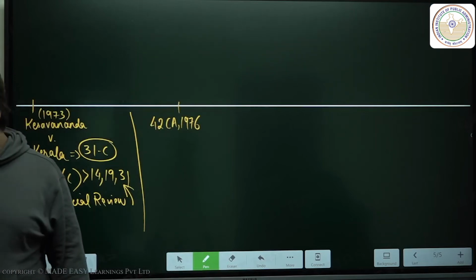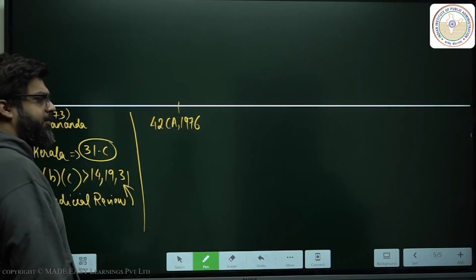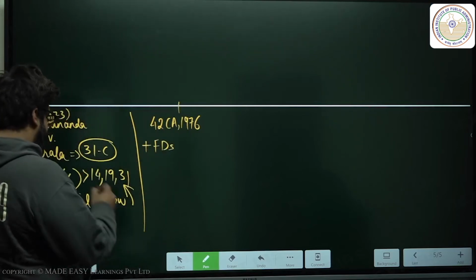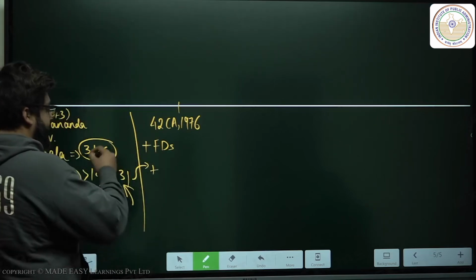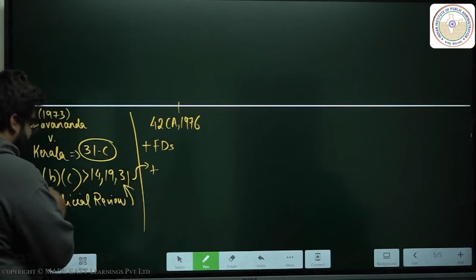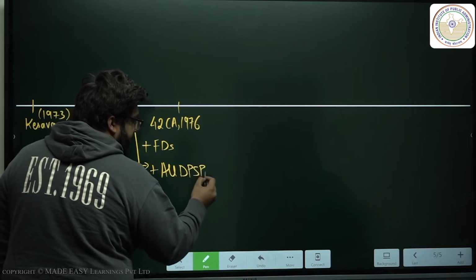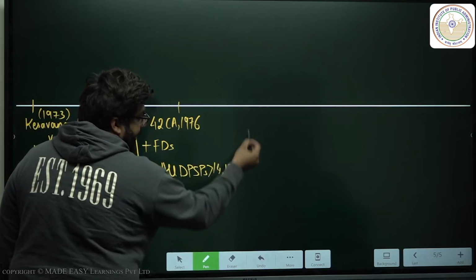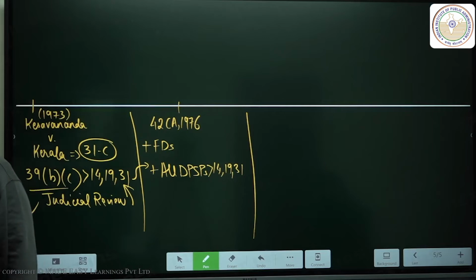Yes, in the 42nd Amendment, they said people have duties. We also added our fundamental duties. And here, they said okay, do judicial review. But in 31C they said, not just these two, all directive principles are greater than 14, 19 and 31.